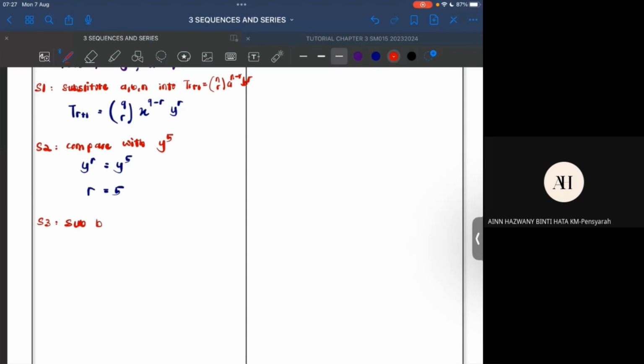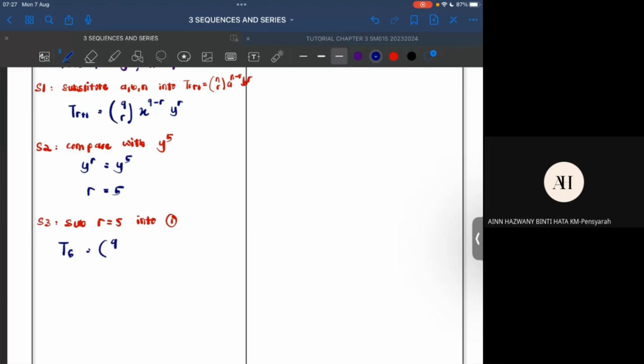Substitute r equals to 5 into formula D1. Okay, formula dekat sini. Okay, so pergi balik kepada step yang pertama. Semua apa yang tertinggal dekat sini ialah r sahaja. So kita substitutekanlah. Okay, r plus 1, 5 plus 1 ini ialah 6. Okay, which is term yang kita nak cari ialah term yang ke-6.